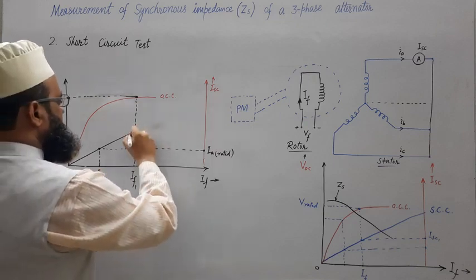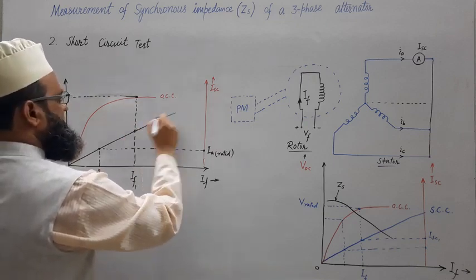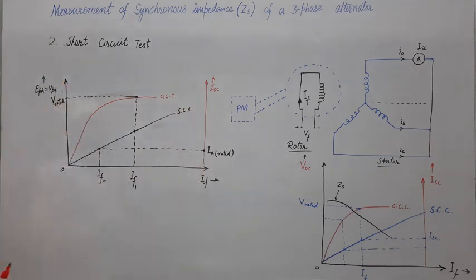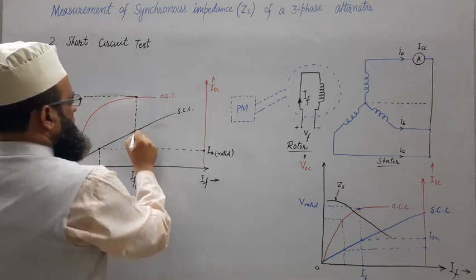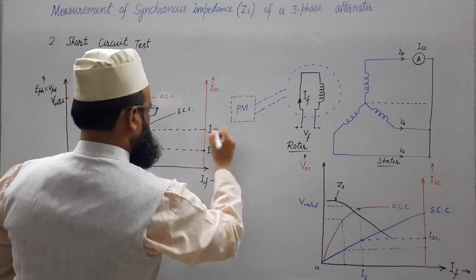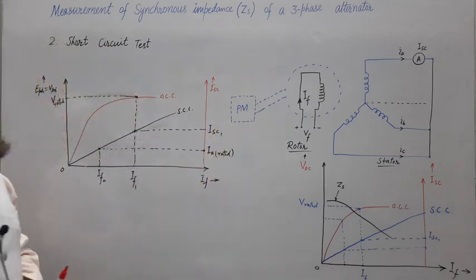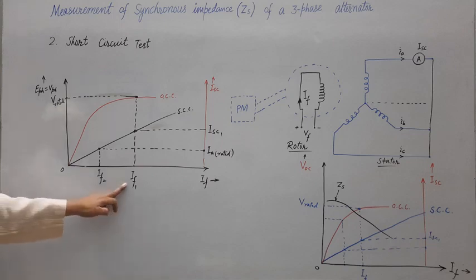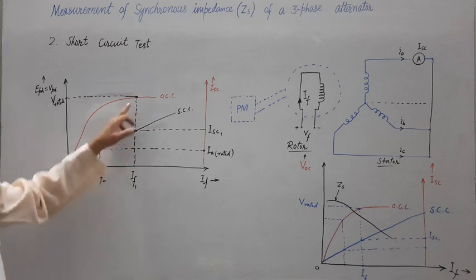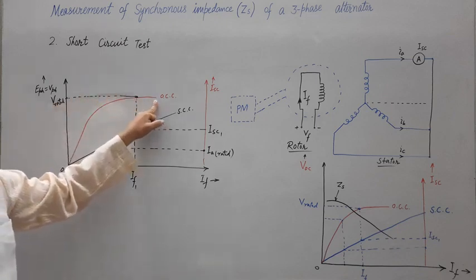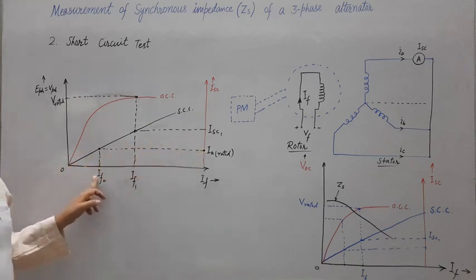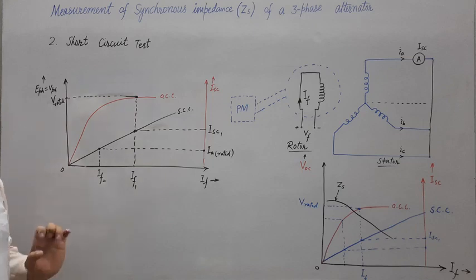Let us extend it further for more clarity. This is the short circuit characteristic in the short circuit test. So let us mark this current also, ISC1. Okay, mark it ISC1. So this is the point corresponding to the field current which gives rated terminal voltage in open circuit characteristic, and this is the point which gives rated armature current in short circuit test.